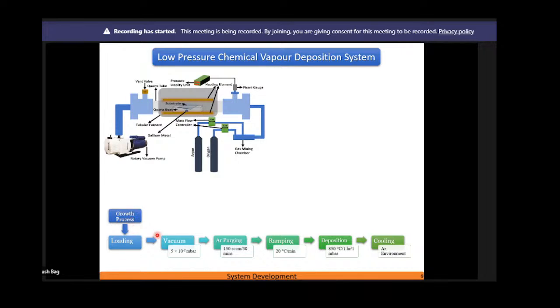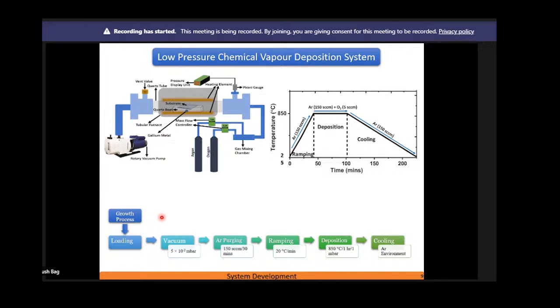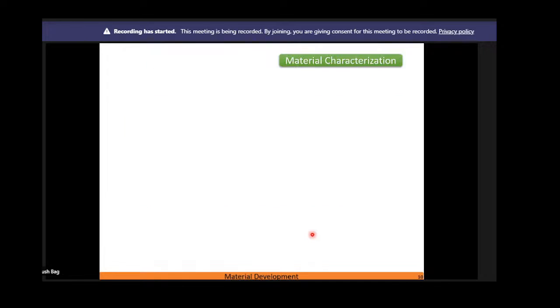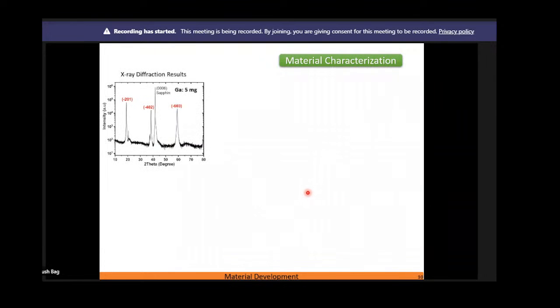These are the typical process flow we are utilizing when optimizing this gallium oxide thin film on sapphire substrate, and this is the temperature profile that we are using. So this is the complete system. Again, this is a completely homemade setup that we developed. After developing this system, we try to deposit this material, and then we need to characterize it. First our purpose is to confirm whether we are getting gallium oxide or not, and if we are, how about its quality.